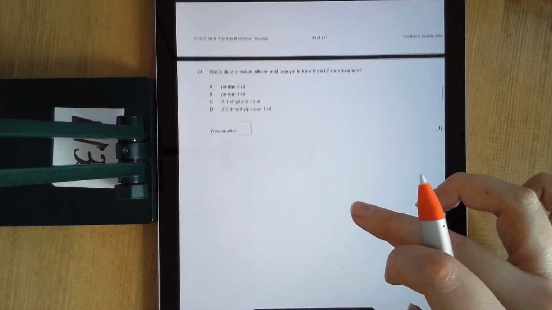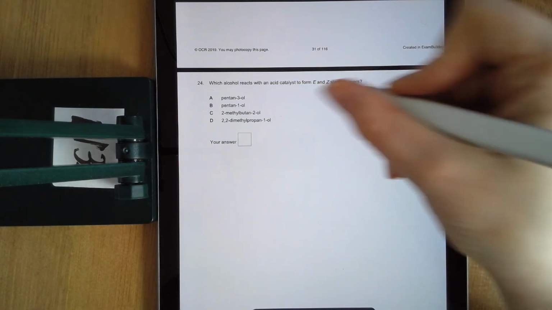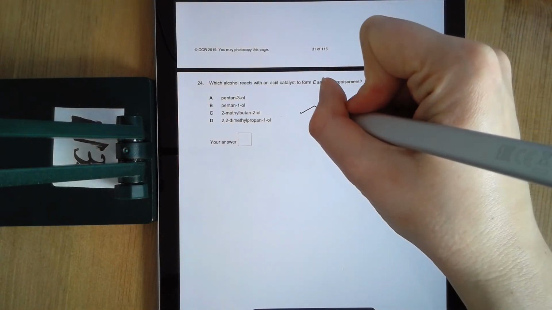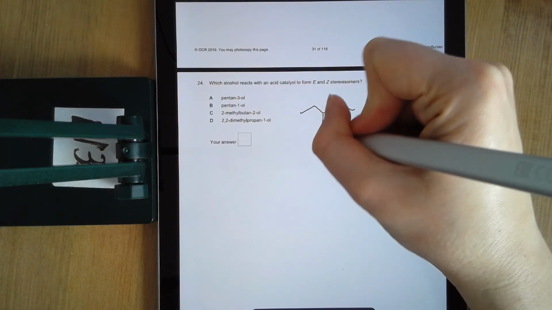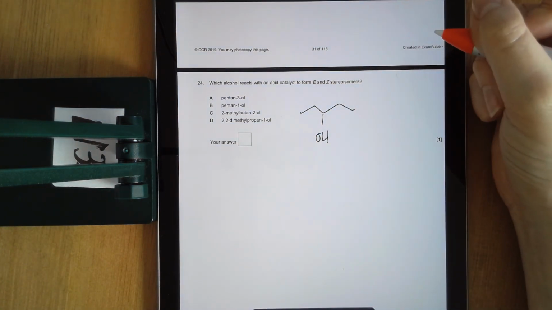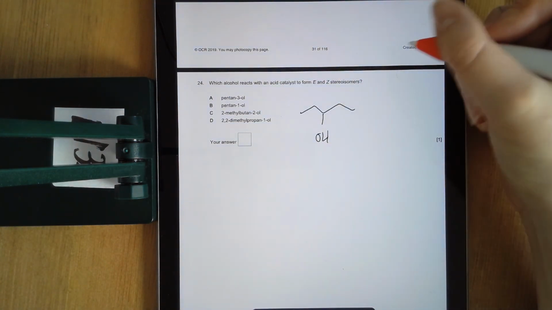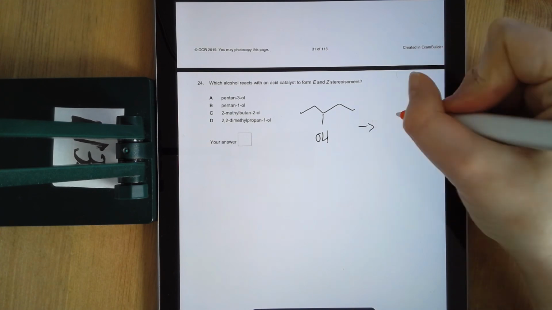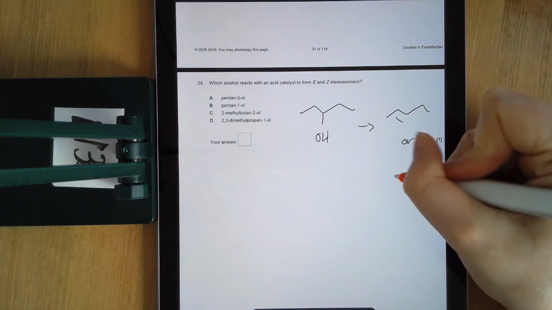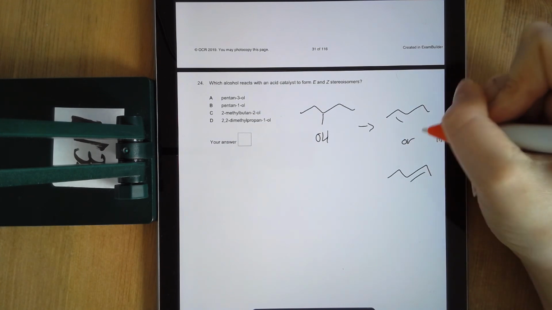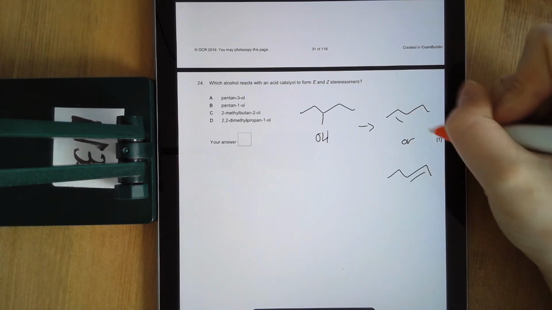If you just draw it out, even if you just draw the first one, pentan-3-ol, okay, if I react this with an acid catalyst, I'm going to form an alkene, and I can form this alkene, or I can form this alkene, but they're both exactly the same because you'll number from the other side.